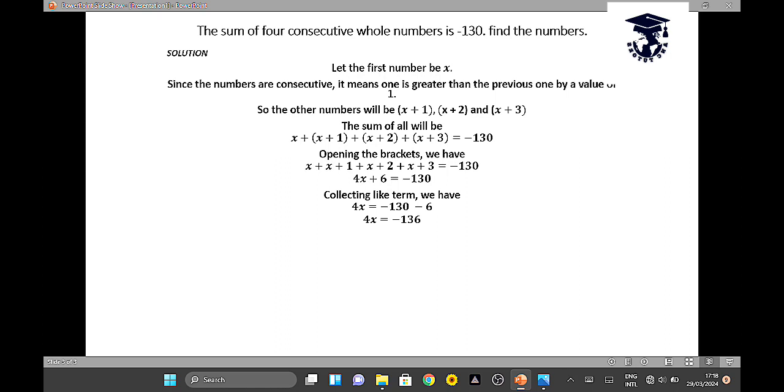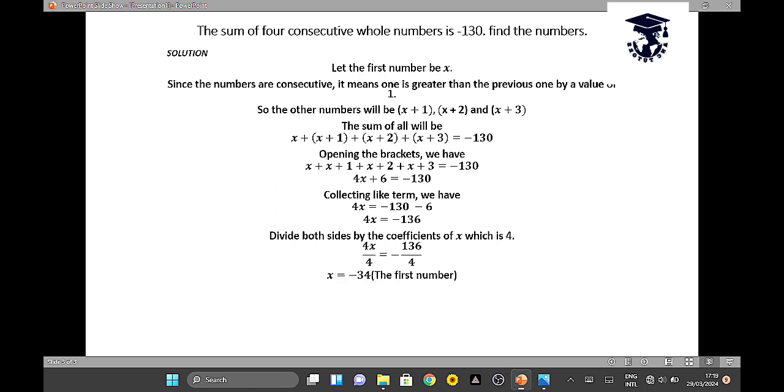To look for x, we have to divide both sides by the coefficient of x, which is 4. And that will give us 4x divided by 4 is equal to minus 136 divided by 4. On the left hand side, 4 will cancel 4 to give us just x, while on the right hand side, 4 will go in minus 136 34 times to give us minus 34. So x is equal to minus 34, and x is the first number, so we say x, which is the first number, is equal to minus 34.